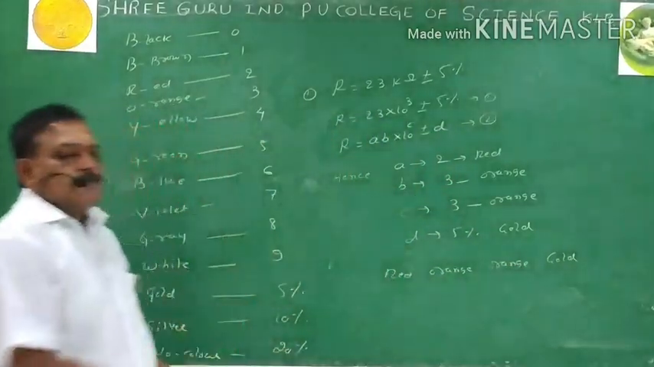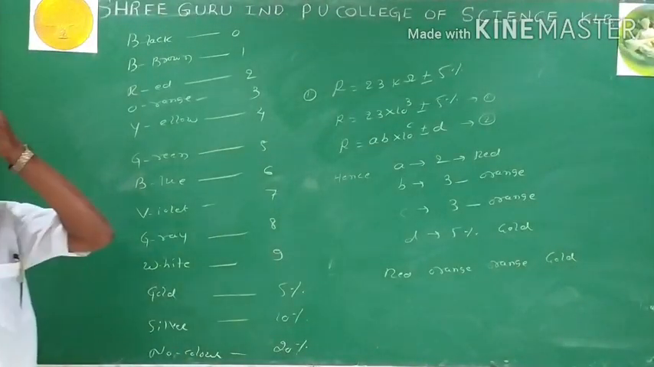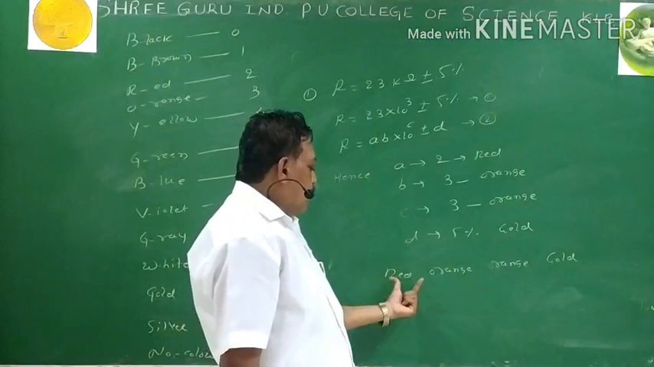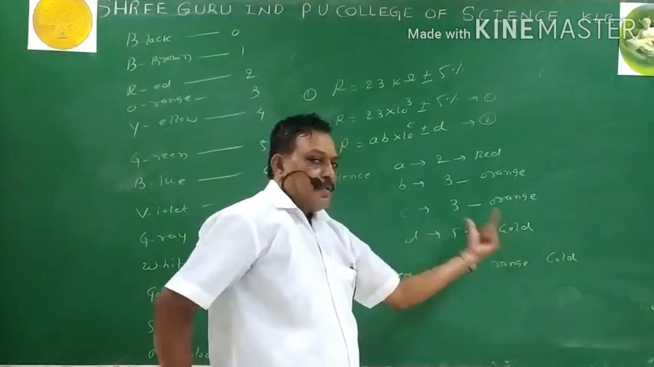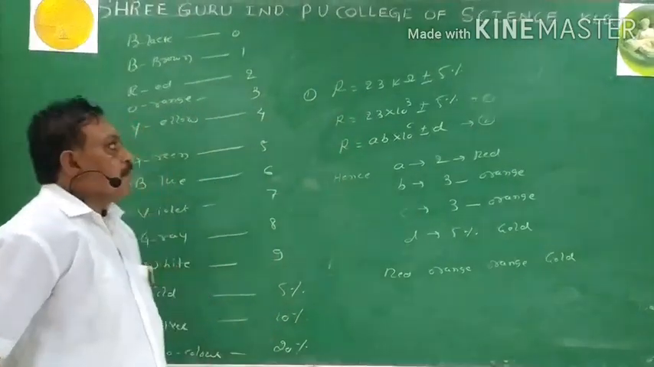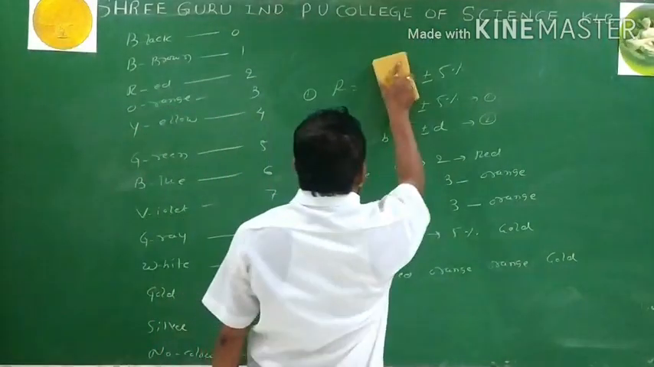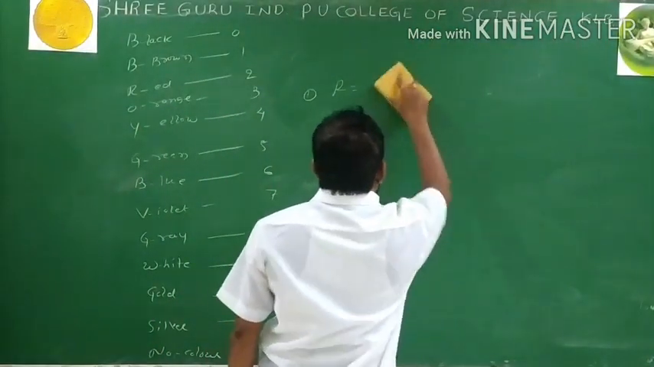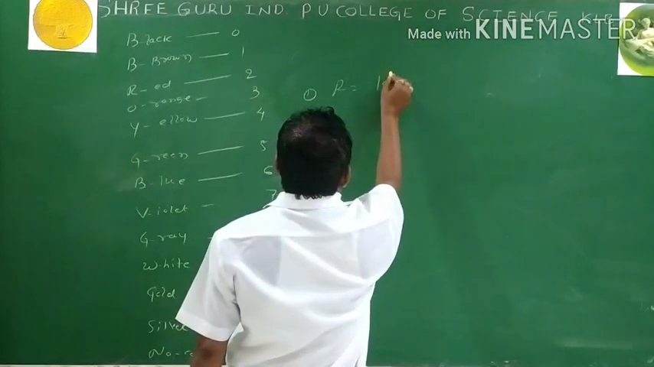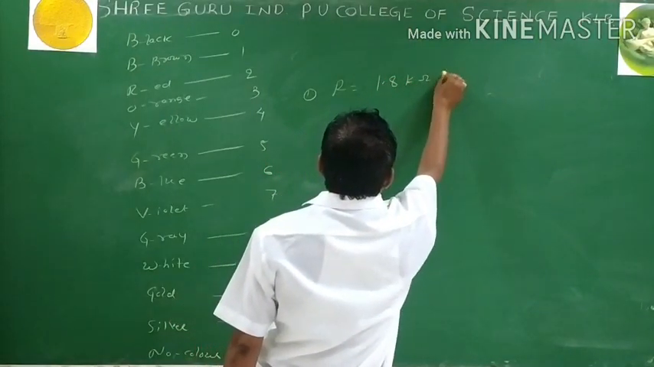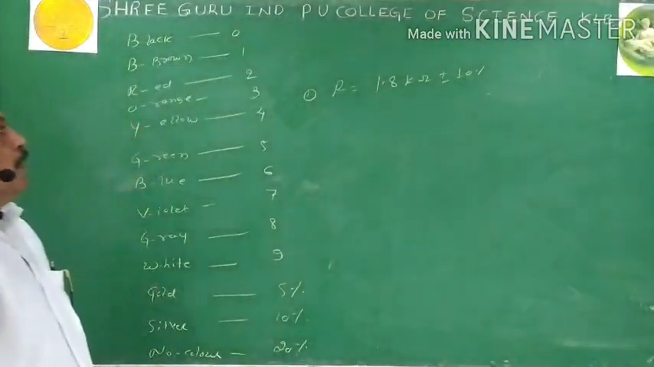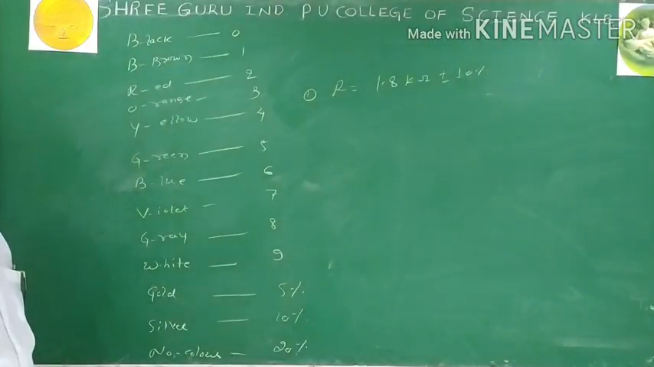We go for patterns. First, by knowing the color bands, we calculated the resistance. By knowing the value of the resistance, we go for the arrangement of the colors of the resistor. Now this is one movement, and we have one in reverse order. Suppose the value of the resistance is like this: 1.8 kilo ohm plus or minus 20%, or I can write 10%. 1.8 kilo ohm plus or minus 10%.